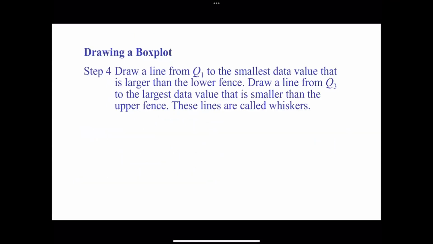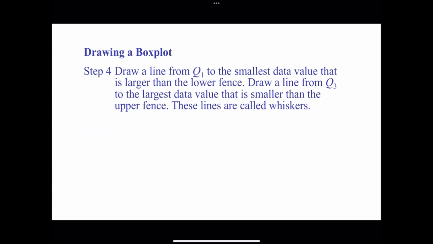Important thing with the whiskers. The line for your whisker of your box and whisker plot goes from Q1 to the smallest data value that is inside your fence. The whisker on the top of your box goes from Q3 to the last data value inside your fence. Don't worry, you're going to see this a couple of times and it will make sense, I hope. And then that's your box and whisker plot, and it's nice and pretty.